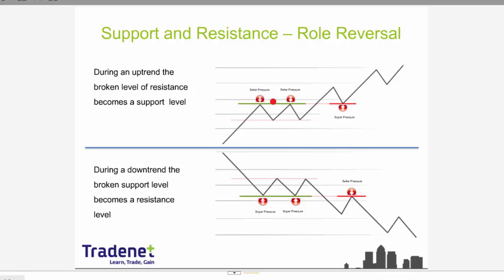Okay, let's go back here to support and resistance, because there's another interesting thing that is going on here, and in fact it's what we call a retest. We call that a retest, or support and resistance, or role reversal. Okay, so let's take a look at here.